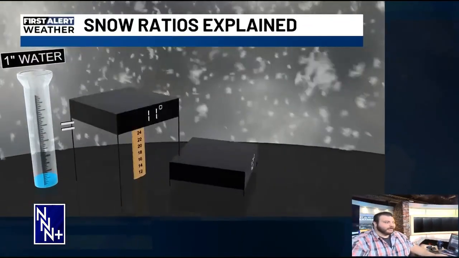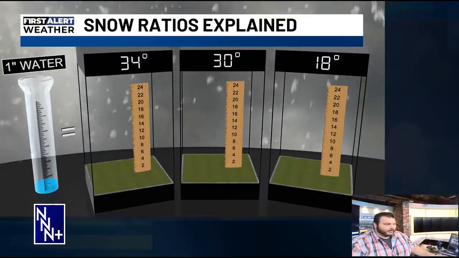I'm going to talk to you about a topic that we've talked about a little bit before, and we've touched on this just a tad. I want to go more in depth on this, and this is snow to liquid ratios, and talking about how the moisture in our atmosphere and temperature interact with each other to produce the amount of snowfall that we do see. So first off, what is a snow to liquid ratio?